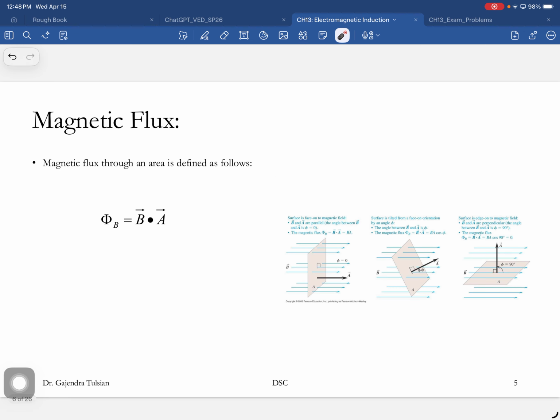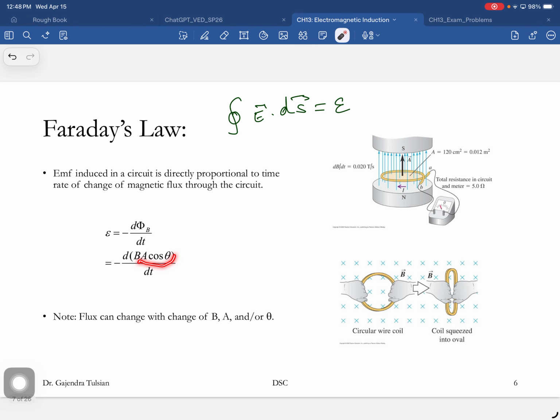And magnetic flux is just equal to B times area times cosine theta, where theta is the angle between the A and B vectors. So we'll put that expression in here. There is that expression. So the EMF induced in a circuit, which is that line integral, is equal to that. This is the voltage induced in that loop. So you have a non-zero electric field as long as the right-hand side is non-zero.